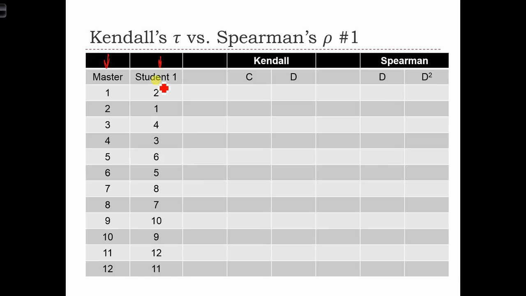Well, the ranking over here is 2, and we need to count how many observations there are below this row that have a higher rank. 1, 2, 3, 4, 5, 6, 7, 8, 9, 10. So we find 10. For the discordant, we want to look and see how many observations there are below this 2 in this table with the lower rank. And there's only 1. So we can fill out the rest of these very quickly. If you want to practice on your own, you definitely should.